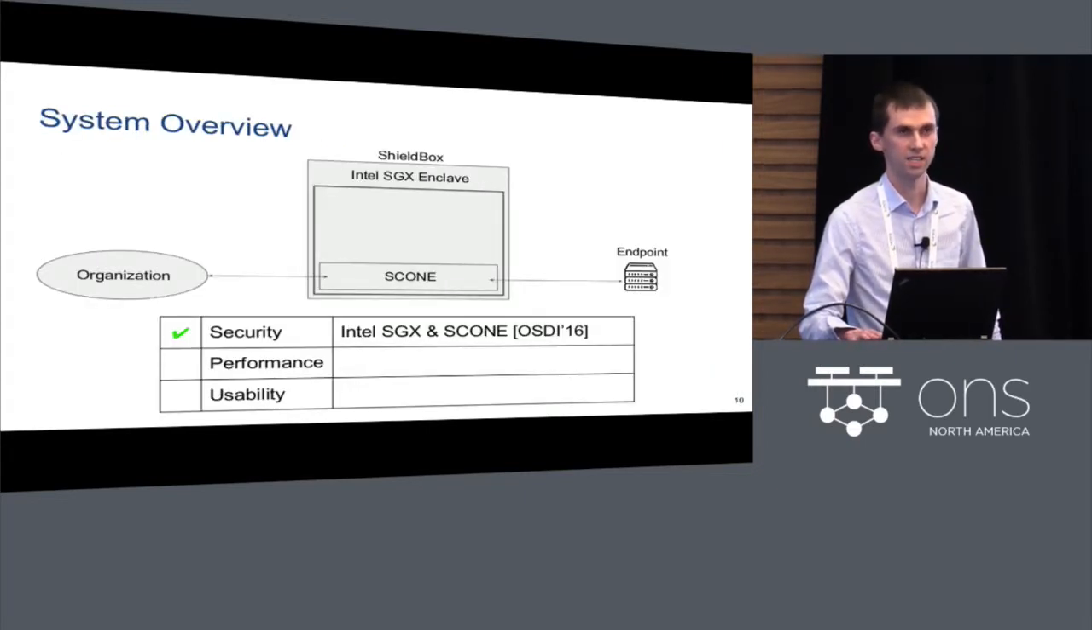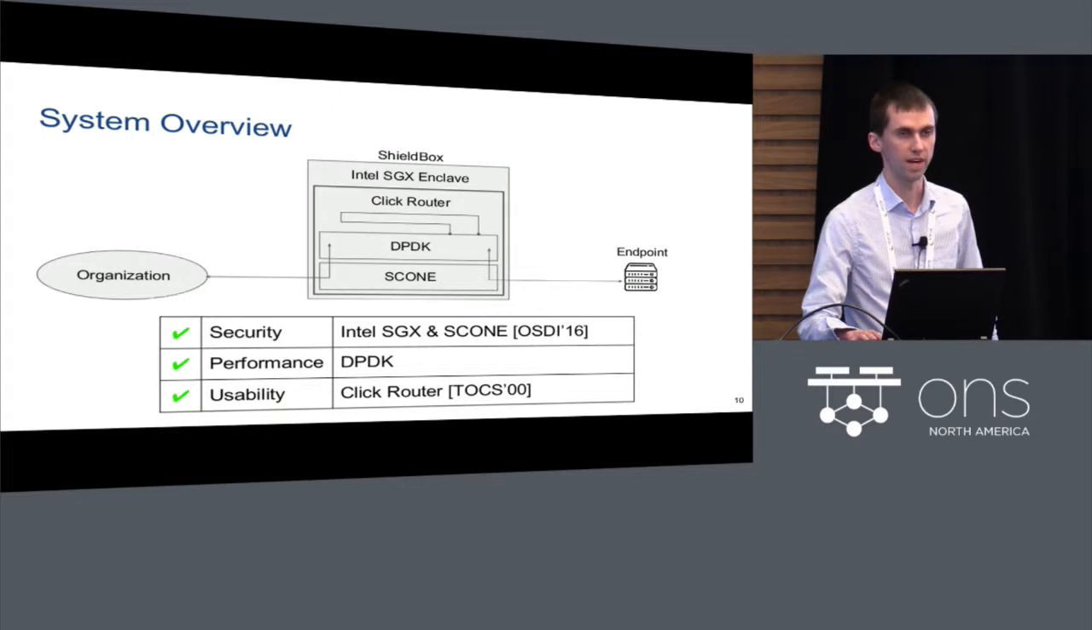Also, Intel SGX is just an extension to the instruction set architecture. If you really want to use it in your application, you need to rely on some framework, for example, the Rust SGX framework or the Intel SGX SDK. But in our work, we rely on our previous work called SCONE, a secure container framework designed to launch unmodified POSIX applications inside Intel SGX. As far as performance is concerned, we rely on DPDK to directly access the network interface card. And for usability, we rely on the Click modular router, which provides elements that you can assemble into a network traffic processing graph and use as your Middlebox.